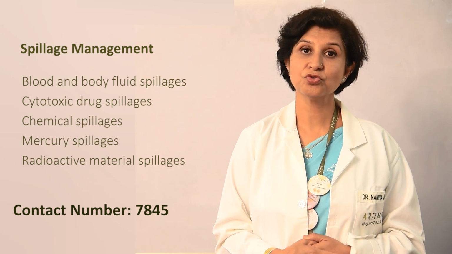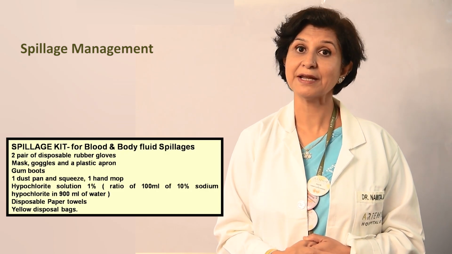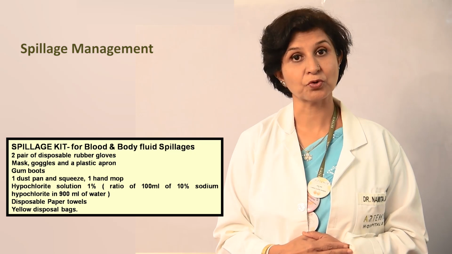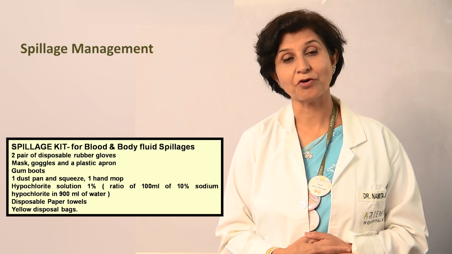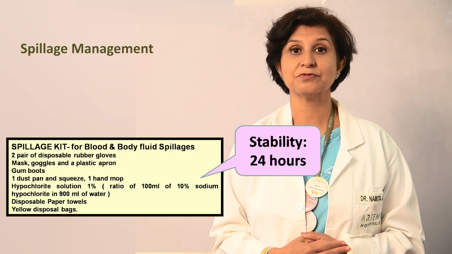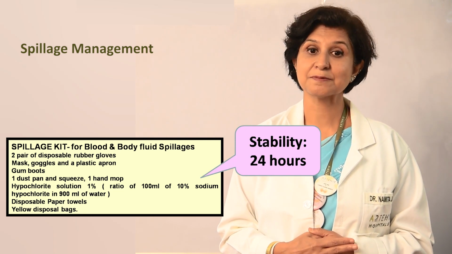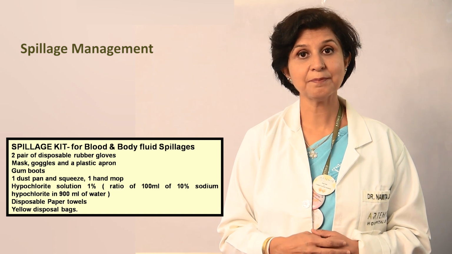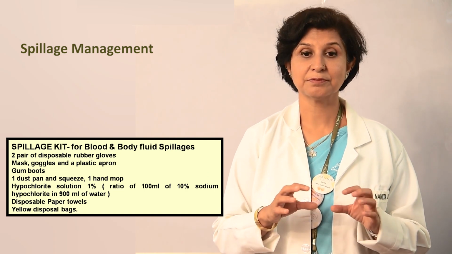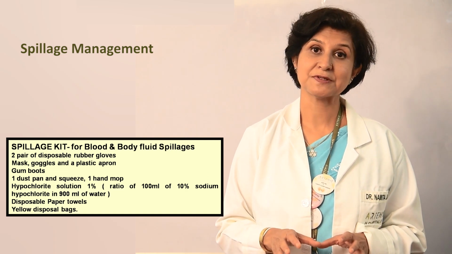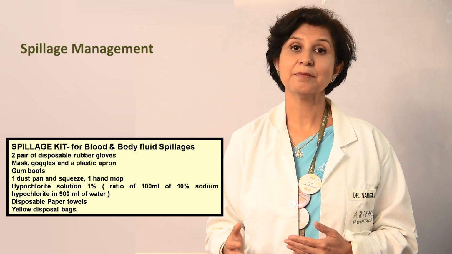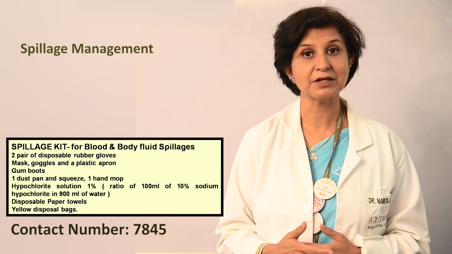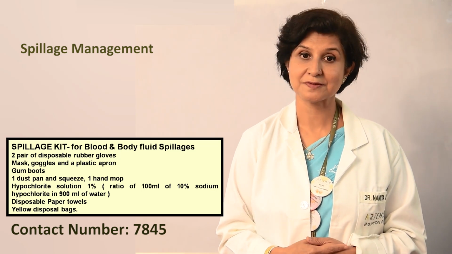The chemical which is used for the blood and body fluid spillage management is 1% hypochlorite. It has to be freshly prepared because the stability of this compound is only for 24 hours. The process is explained in the manual. We have to keep the sponges or the papers immersed in 1% hypochlorite for at least half an hour, and then we have to discard them. But for us, we have to call 7845 wherever a spillage occurs.